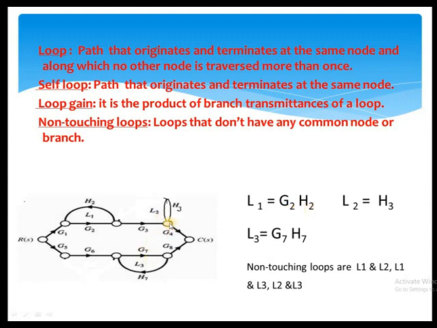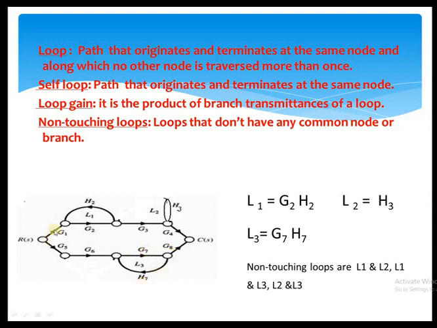What about L2? L2 consists of only one node. That's why it is a self loop. What about the gain value? The L2 gain value is H3, because it consists of only H3. So for a single node, the self loop gain value is H3. What about L3? L3 travels through G7 and goes back through H7 and reaches the same node. That's why there is a closed path here. So the gain value is G7, H7.